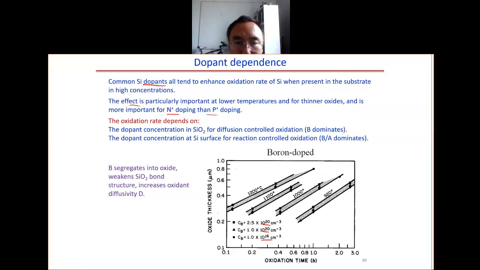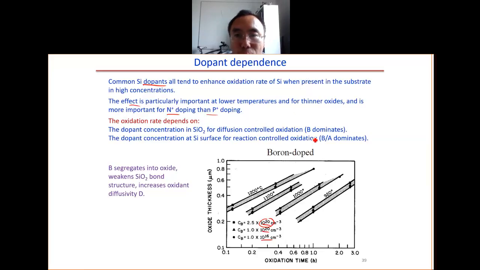With higher dopant concentration, you get more growth. But you see here, this is not too high. This is 10 to the power 20, so normally we rarely use such heavily doped silicon. In reality, this is not so important, because you need 10 to the power 20. It's too heavily doped.